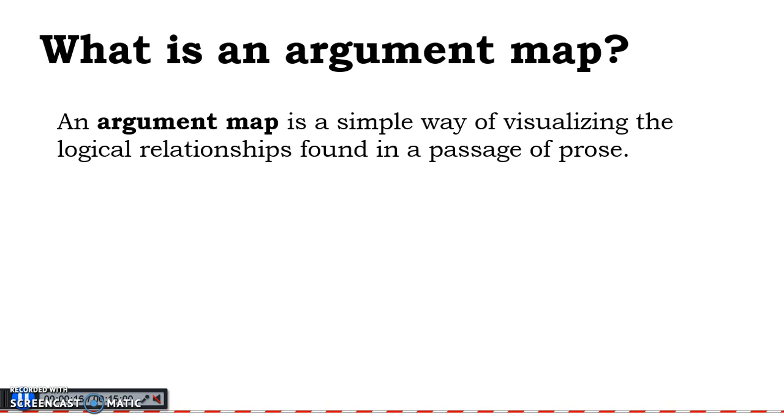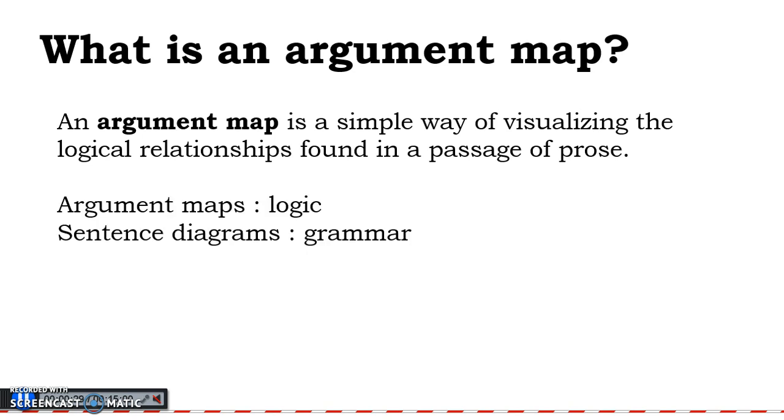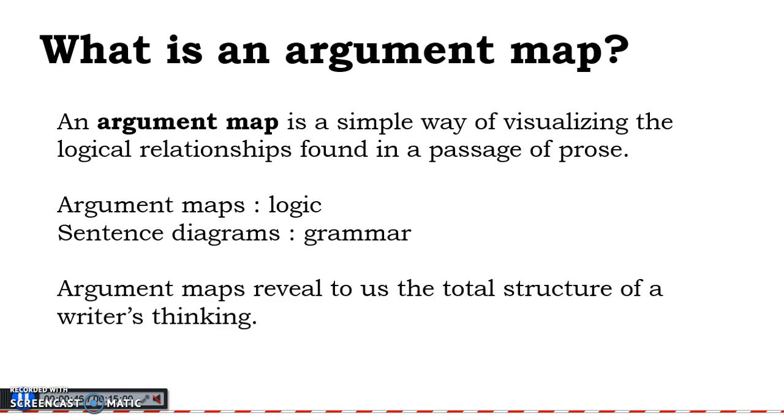What is an argument map? An argument map is a simple way of visualizing the logical relationships found in a passage of prose. And as such, an argument map is to logic what sentence diagrams are to grammar. They're simply a tool for visualizing the structure, the relationships, the inherent order of a passage of argumentative thinking. Argument maps reveal to us the total structure of a writer's thinking. They help clarify what we're reading.